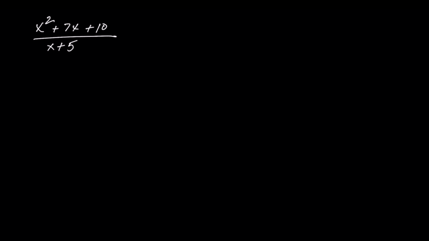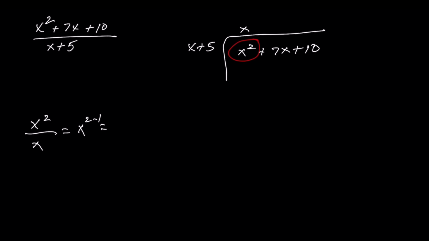Set up the problem with x plus 5 on the outside and the polynomial on the inside. Step 1 is divide. Take x squared divided by x, which gives x. Step 2 is multiply. Before multiplying, put a negative sign in front of the parentheses so subtraction works correctly. Now multiply x by x plus 5, giving x squared plus 5x.